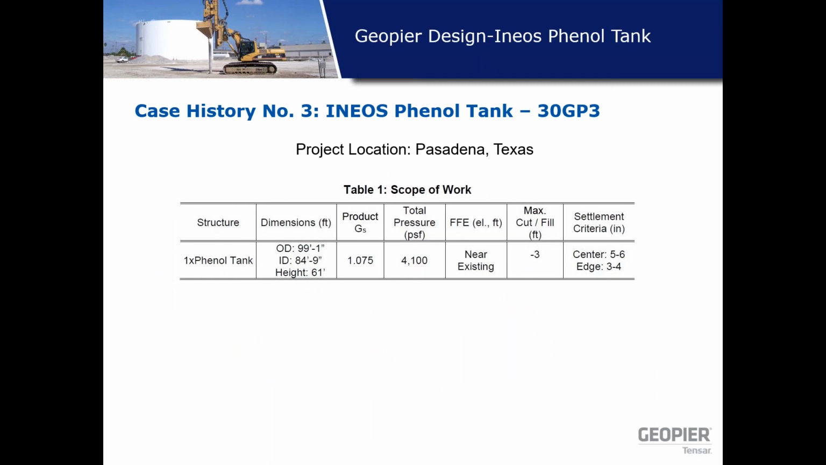Case history number 3, this project was performed in 2019 for Ineos Phenol tank. It was a 99 feet diameter, relatively smaller size diameter tank with respect to what we have seen in the past. Internal diameter was about 85 feet, and height of the tank was 61 feet. The specific gravity of the material is 1.07, and the design pressure was 4,100 psf. Settlement criteria provided to us was 5 to 6 inches at the center and edge 3 to 4 inches.